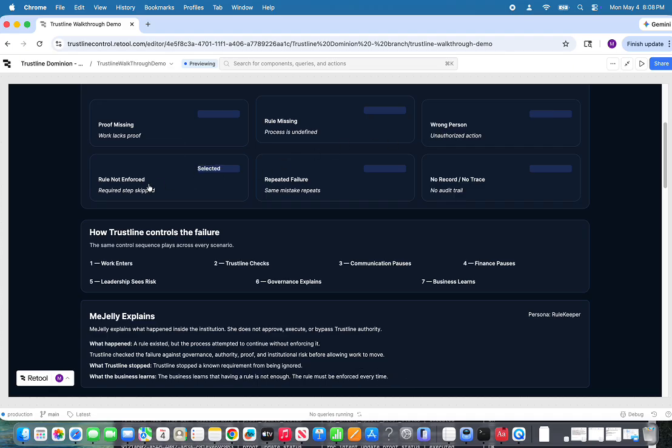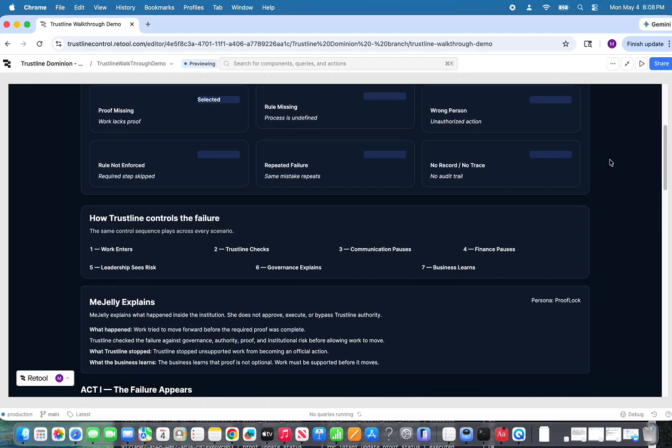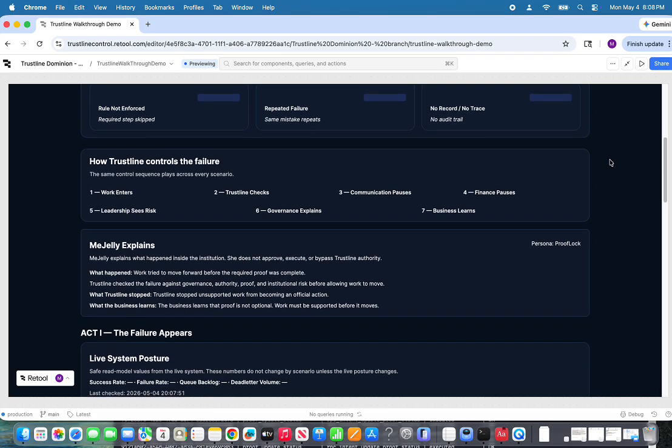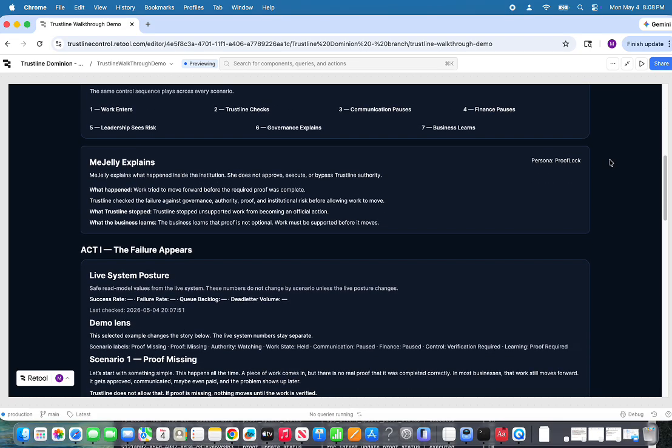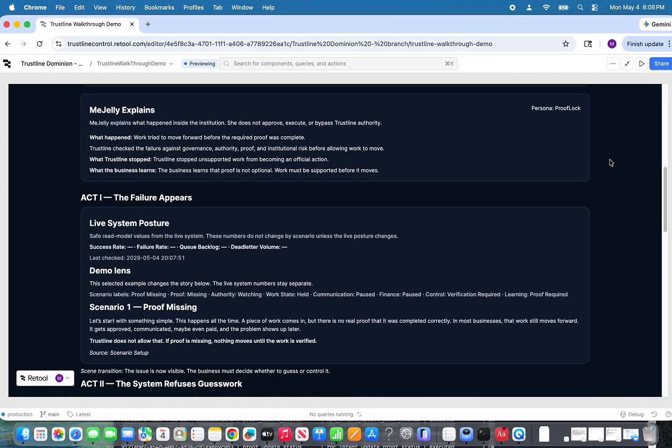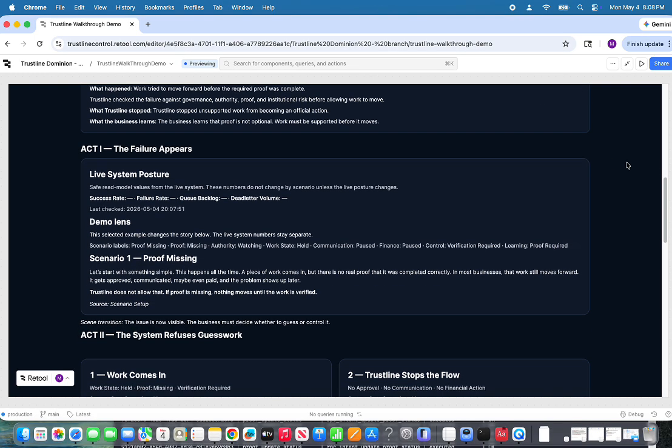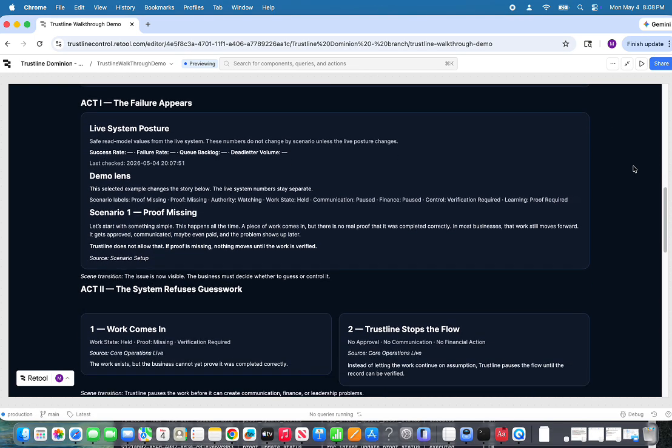Trustline changes that. Instead of waiting for failure to become visible later, Trustline controls movement at the point of action. The walkthrough begins with a proof missing scenario. The work comes in. Trustline checks the condition before anything moves. If proof is missing, the flow stops. Communication pauses, financial action pauses. Leadership sees the risk before it becomes an official decision.